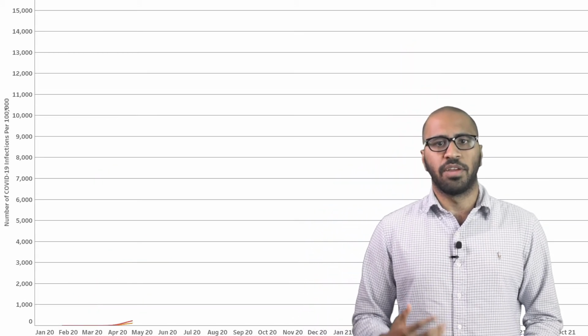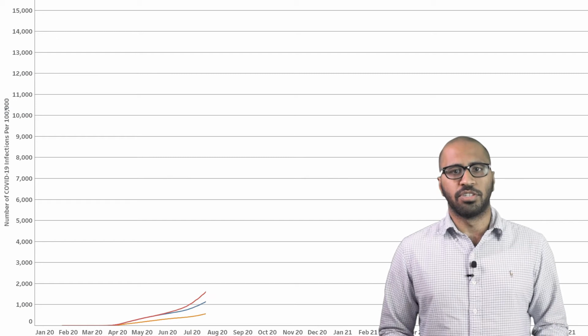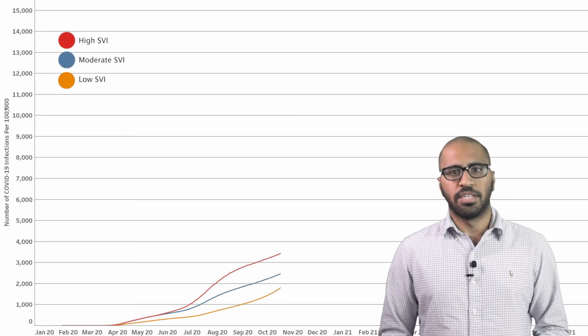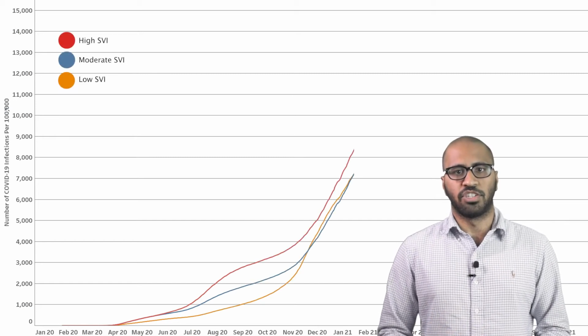First, we'll split up SVI into 3 vulnerability groups: low, moderate, and high. Any county above the 90th percentile for vulnerability was classified as high, and 10th percentile or lower was classified as low, and in between was classified as moderate vulnerability. If we plot the number of infections for each vulnerability group starting in January of 2020, a clear pattern emerges. The most vulnerable counties in the US experienced the greatest number of infections.